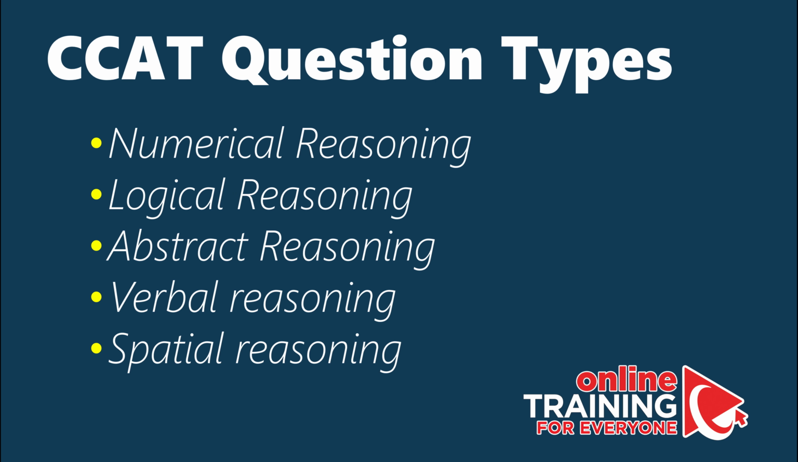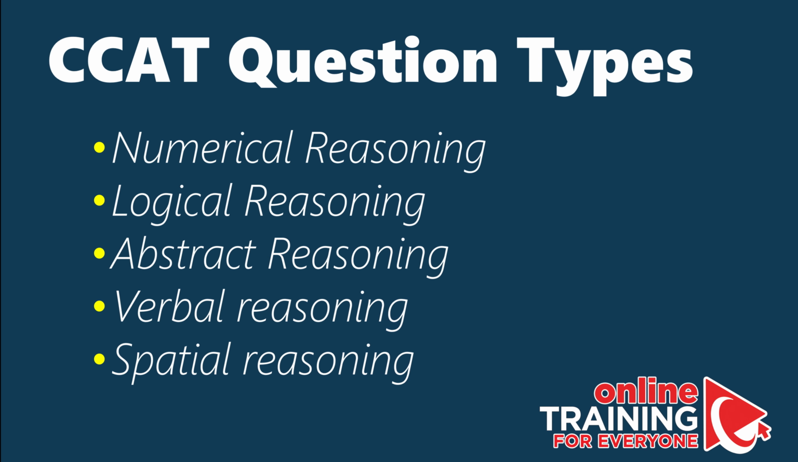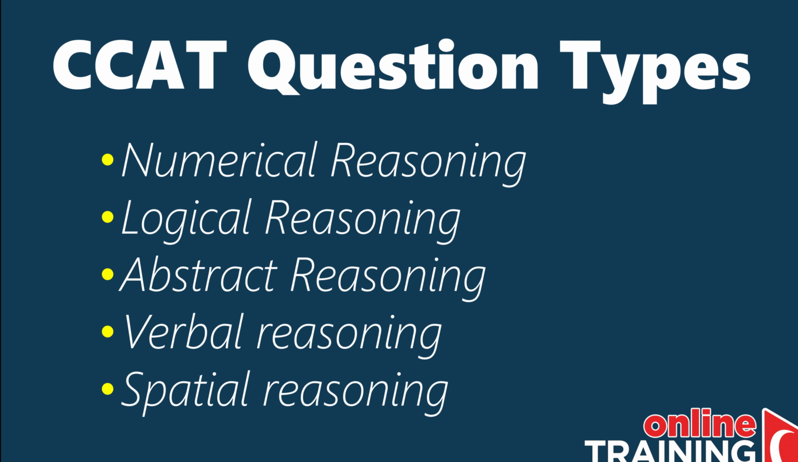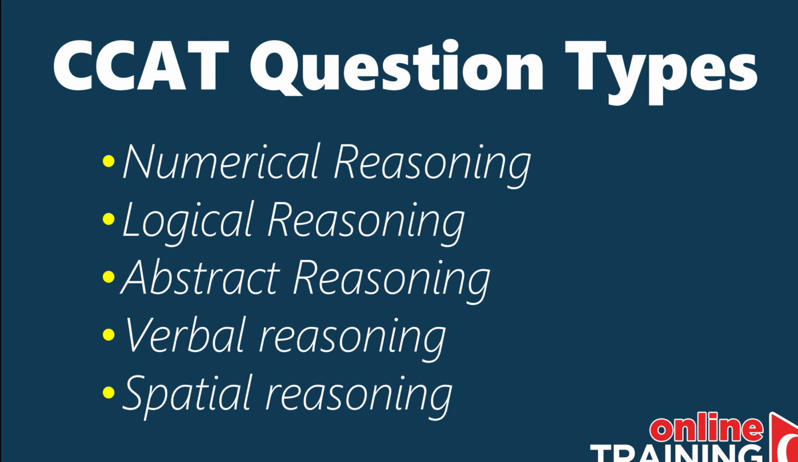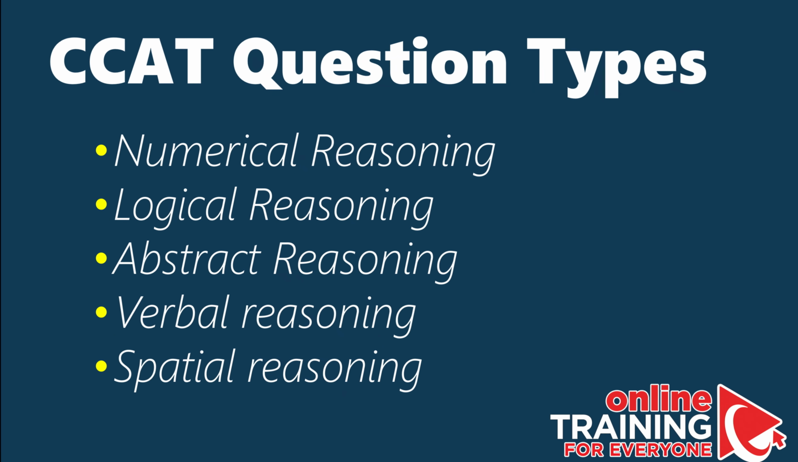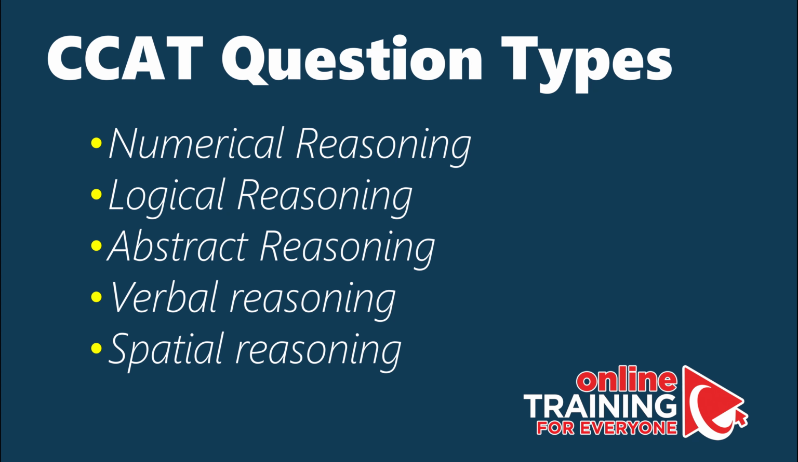Here are the main types of questions you will see on CCAT. Numerical reasoning. Solve math problems including arithmetic, percentages, ratios, and word problems. Logical reasoning, which includes spotting patterns, drawing logical conclusions, and solving puzzle-style problems. Abstract reasoning, where you need to analyze sequences of shapes and patterns to find what comes next. Verbal reasoning, where you understand word meanings, spot relationships between words, and evaluate written information. Spatial reasoning, where you visualize objects in 3D space, rotate shapes, and find matches.